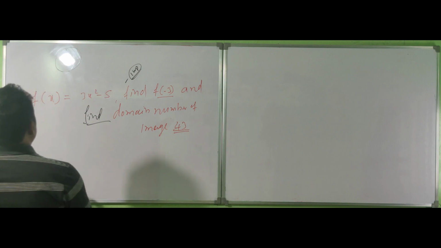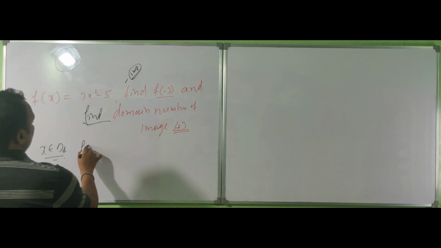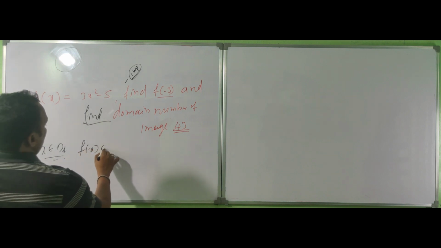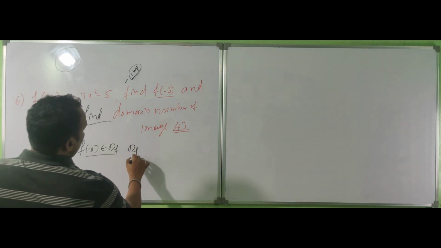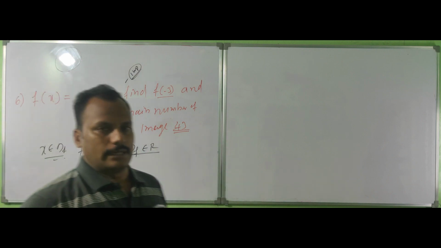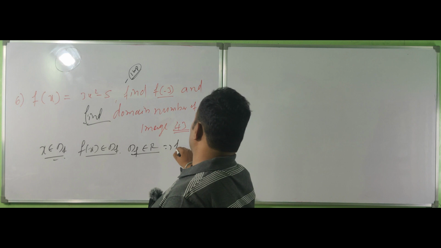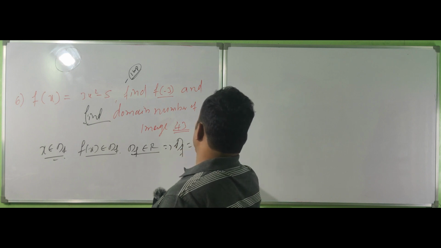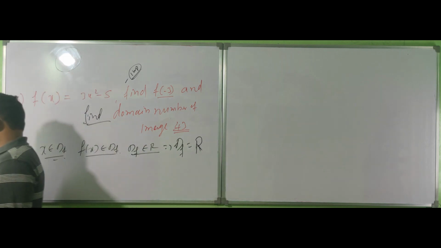If x belongs to d of f, so f of x also belongs to d of f. Means d of f belongs to R. Any real number satisfies it. There are no conditions. D of f is equal to R. The domain is R.